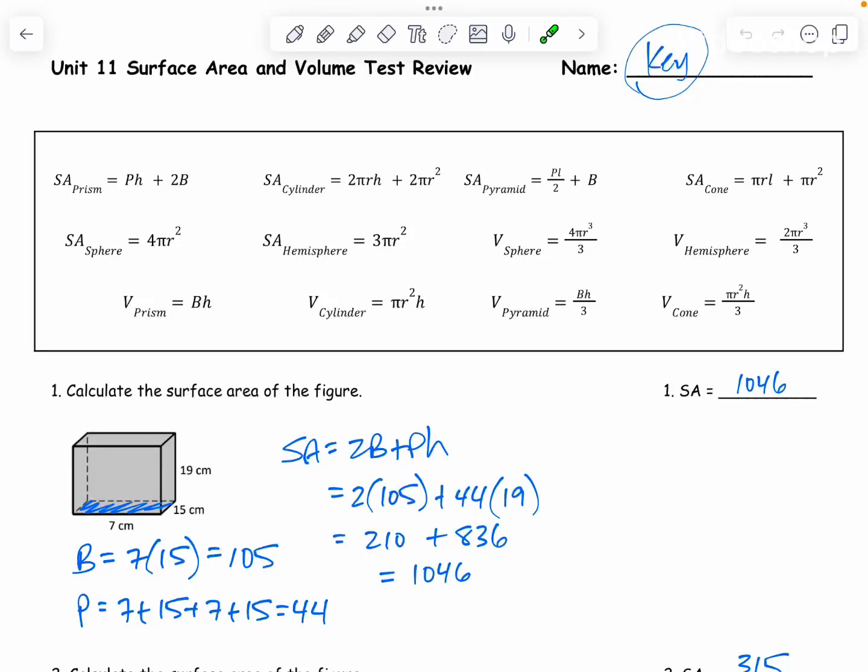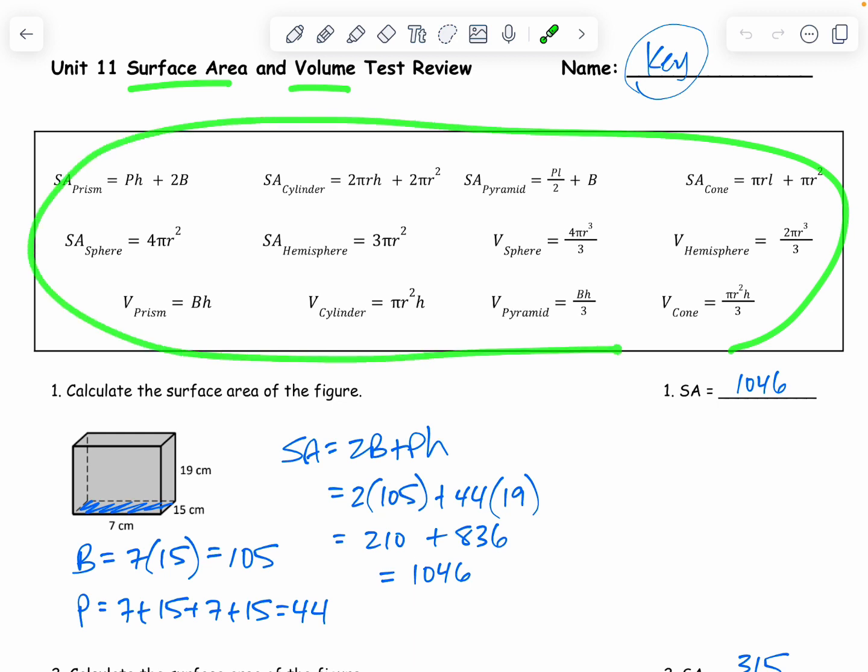All right, guys, very last chapter test of the year. This is very exciting. Unit 11, test review. We are testing over surface area and volume, and yes, there is a bunch of formulas.